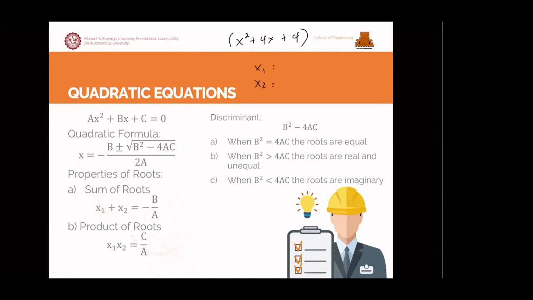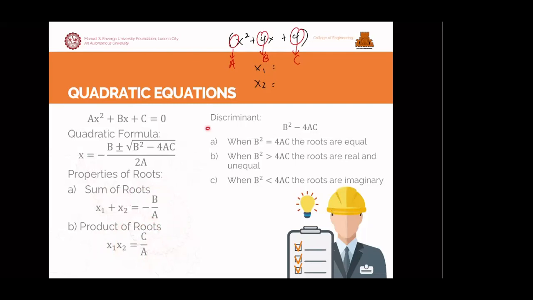Okay? And here, our a is this, this is b, and this is c. No? And then just substitute it directly into this formula. How do we get x1 and x2? For x1, you use the positive. And then for x2, you use the negative. Okay? And then we have properties of the roots. The sum of our roots, x1 and x2, is equivalent to negative b over a. Okay? And then the product of our roots is equivalent to c over a. So later, we will have an example regarding this one.